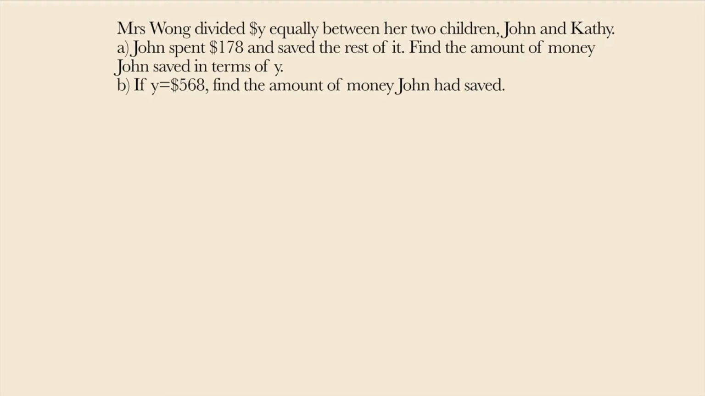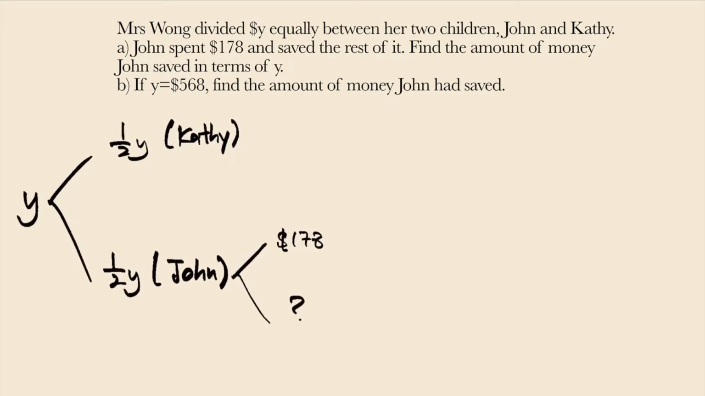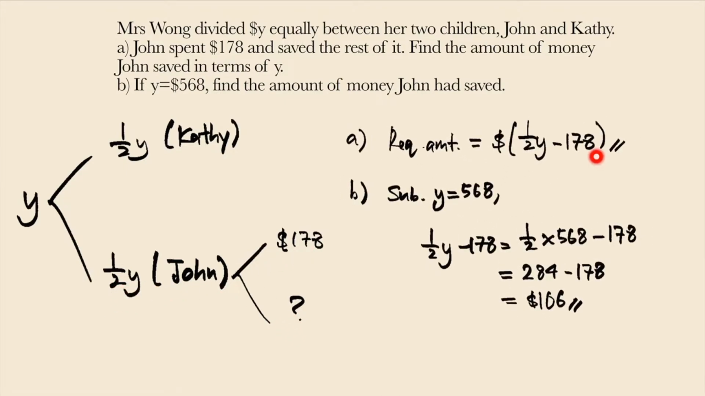Mrs. Wang divided Y dollars equally between her 2 children. Well, doesn't that mean Y divided by 2? Or rather half of Y. Okay, so Kathy would get half Y, John would get half Y. Now, John spent $178, so that's a subtraction, and he saved the rest of it. Find the amount John saved in terms of Y. Well, this is half Y minus 178, so that would be his savings in terms of Y.